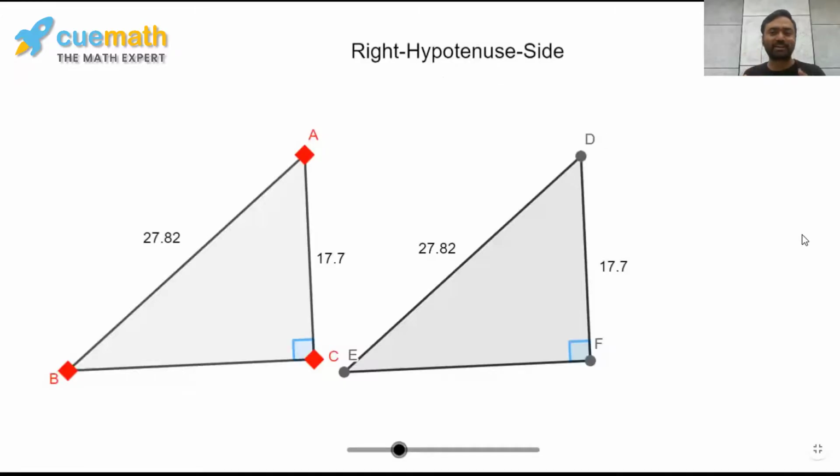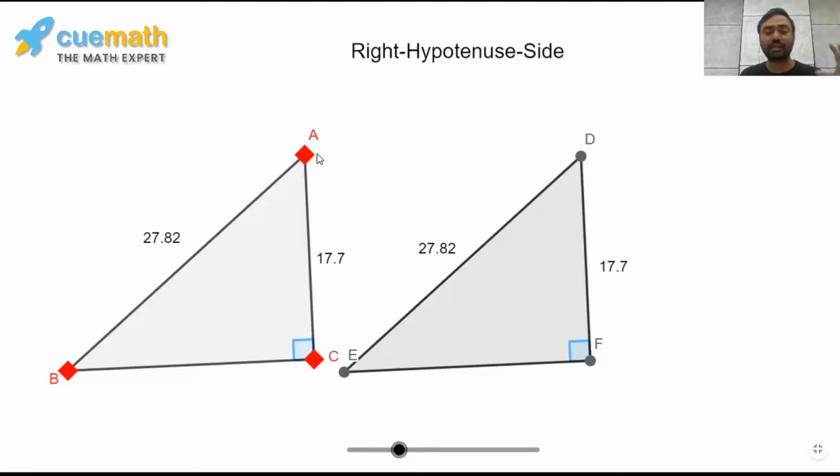So the next congruency criteria is the right hypotenuse side, or the RHS congruency criteria. Now I have come across some students who by mistake think that RHS stands for right hand side, but that's not correct. It means right hypotenuse side. Now here you observe a few specific things: the hypotenuse is the side opposite to the 90-degree angle, which in this case for triangle ABC is the side AB, and for triangle DEF is the side DE.